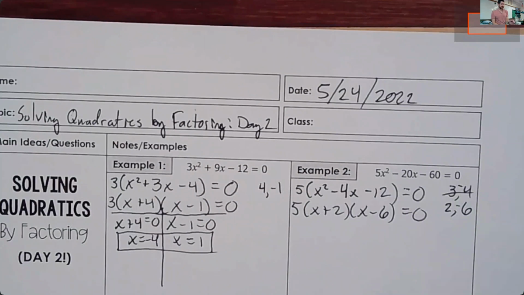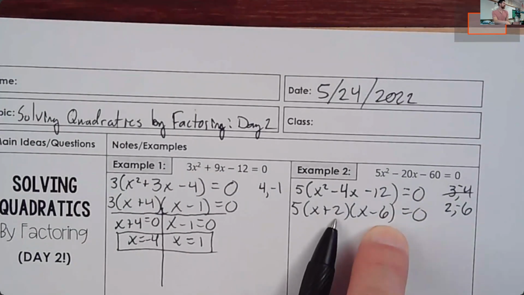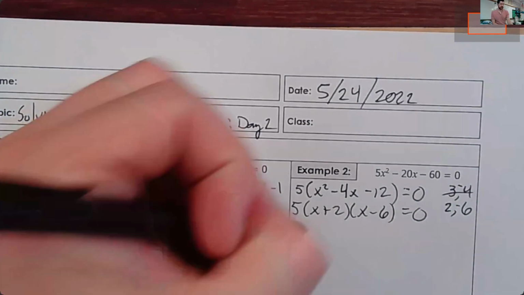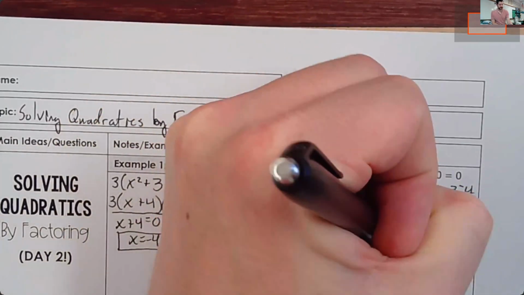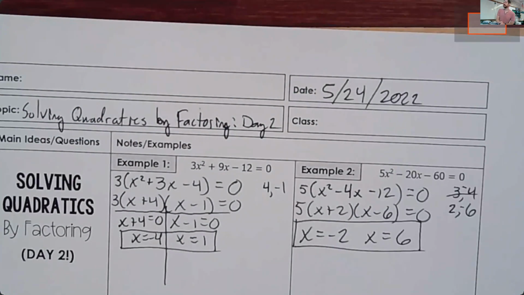And because there are no numbers in front of x in either one of these, we can just take the opposite value of each of the numbers with x, and those will be our answers. So, Maddie, what are the answers for example 2 here? Yeah, x equals 6 and x equals negative 2. Awesome. So that's it for example 2. Any questions on any of those first 2 before we go on to example 3?